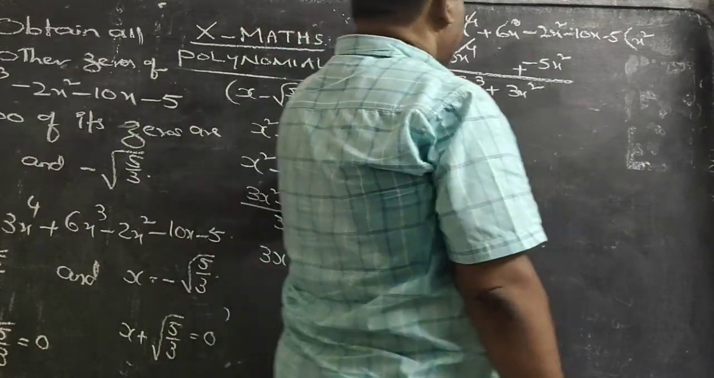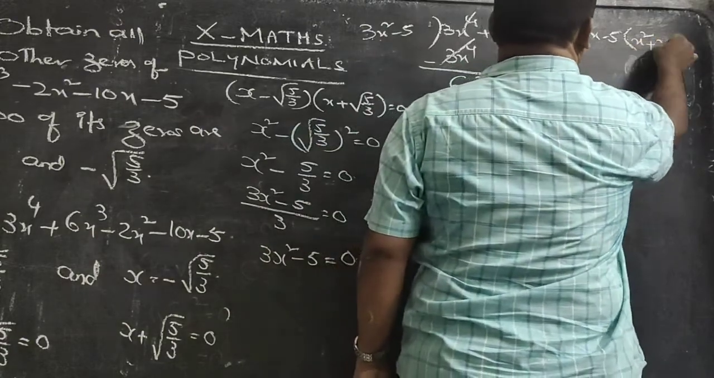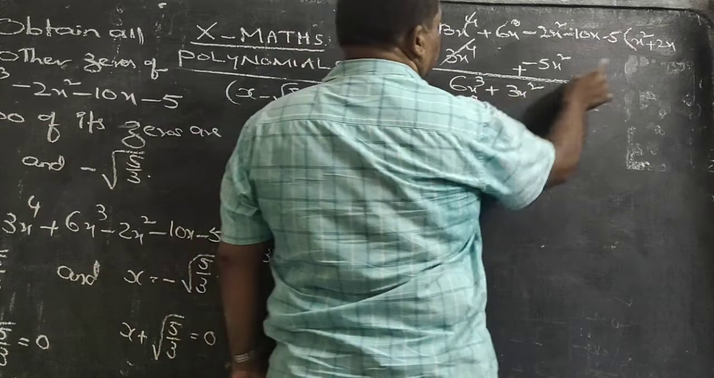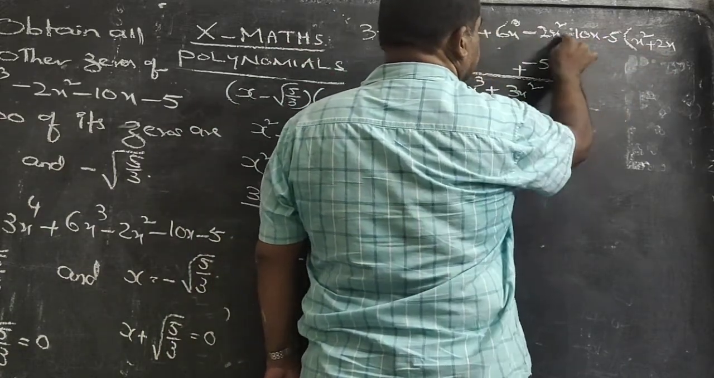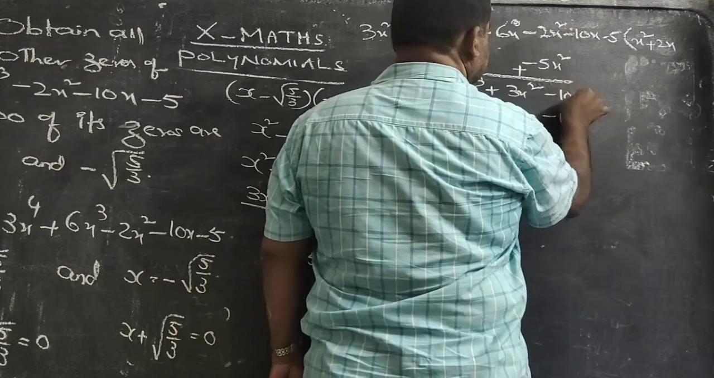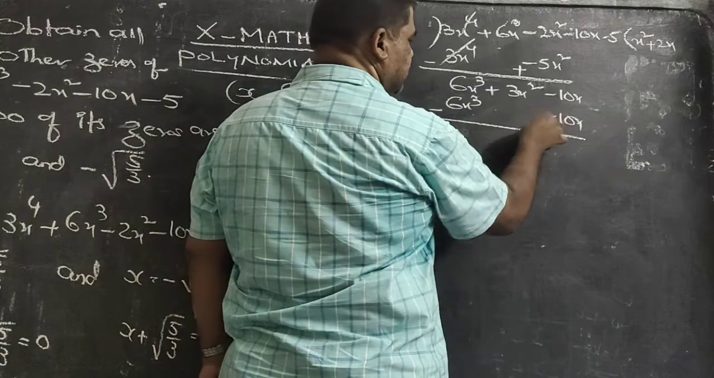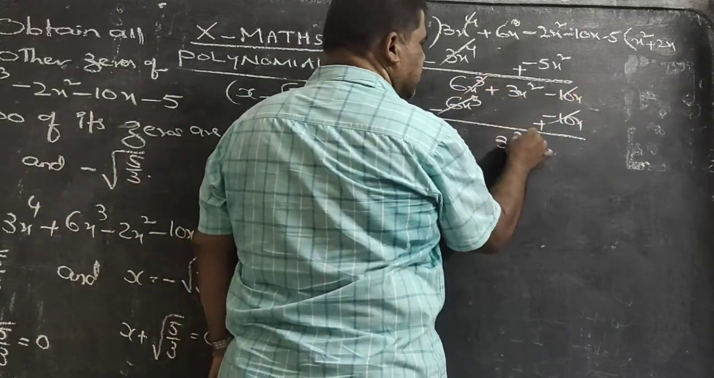Now 3x square into how much is equal to 6x cube? It is 2x. 2x into 3x square, 6x cube. 2x into minus 5, minus 10x. Here next term is also minus 10x. Let us subtract. Minus, it is plus. So here 3x square is left.